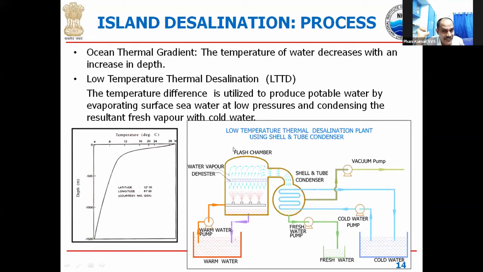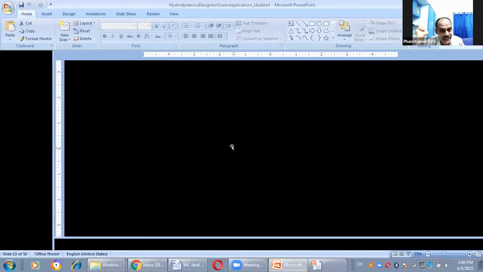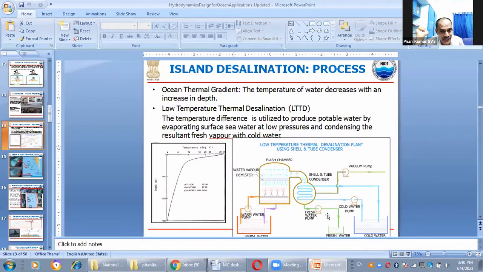Basically, on the left-hand side, you see the ocean temperature. Okay. Yes, on the right-hand side, we have a chamber where we evaporate the surface water. We will get vapor that is taken to a shell and tube condenser where it comes into contact with the deep sea water.